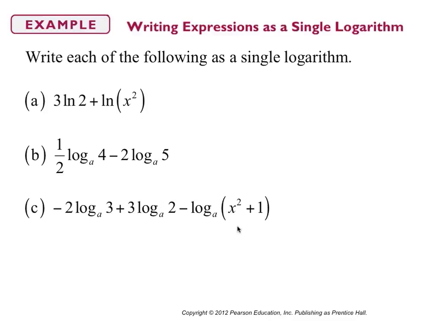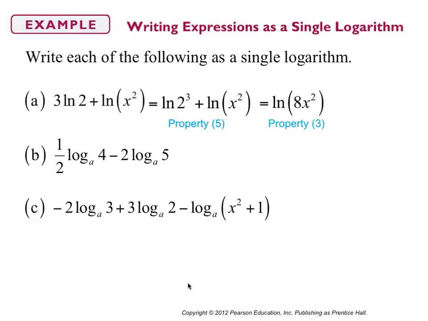So let's say we have this, 3 times ln of 2 plus ln of x squared. So in this case, we take our 3 and we move it back up to the exponent. And then we also should note that 2 cubed is just 8, okay, so we can just write that as ln of 8. Now we notice we have addition here, so that changes into multiplication. So we have ln of 8x squared.